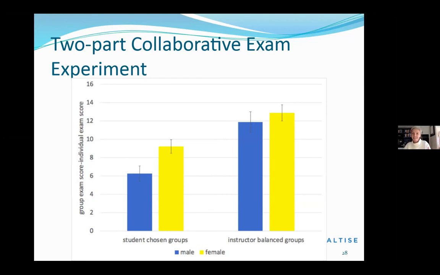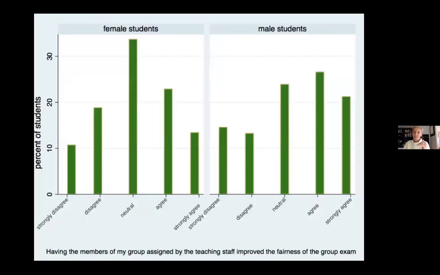And then the next 4 graphs are basically the results to those 2 questions that we asked them. So these are 2 histograms. That's why there are no error bars on them. They're just histograms. Female students versus male students, their responses to the question, to what extent do you agree with how fair it is if we choose their groups for them.